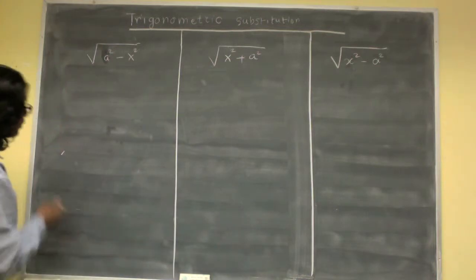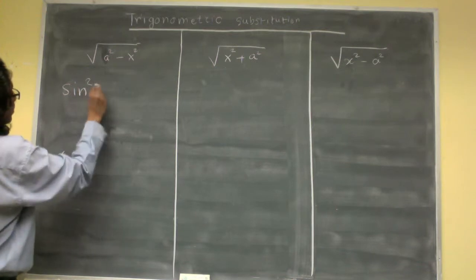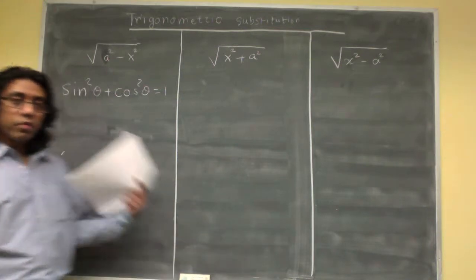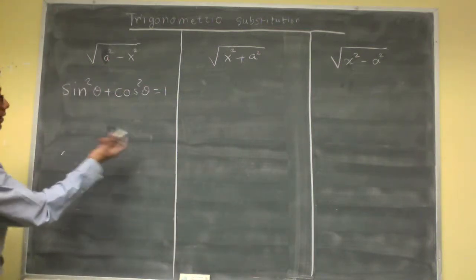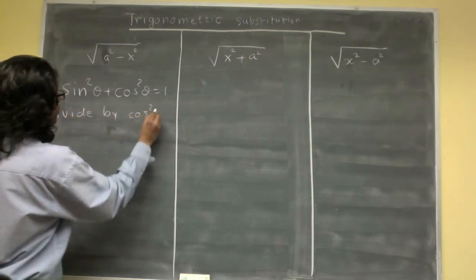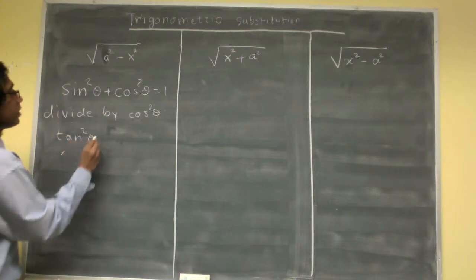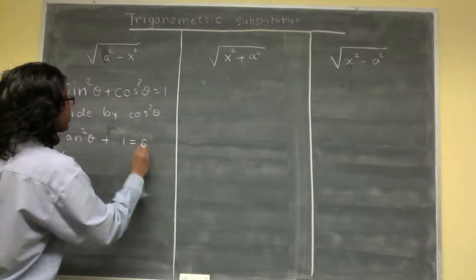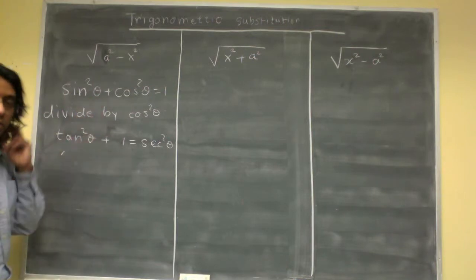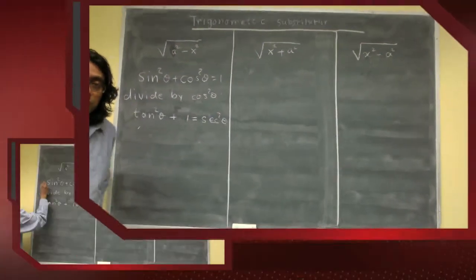In terms of angle theta, the Pythagorean theorem is written as sine square theta plus cosine square theta is equal to 1. If you divide this equation by cosine square theta, you get tan square theta plus 1 is equal to secant square theta. So essentially we are going to use only these two type of identities in order to come up with a suitable substitution for these type of problems.